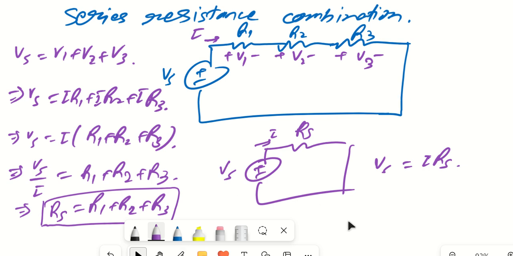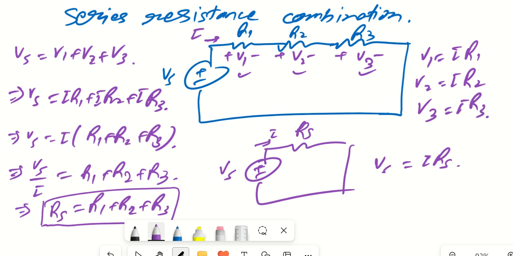Now if you wish to find out the voltage across V1, V2, V3, then very easily you can write it down. V1 is going to be I into R1, V2 is going to be I into R2, and V3 is going to be I into R3, because the current into the resistance is equal to the voltage drop across it. Now can you try to find out, by the same method, the voltage division method?